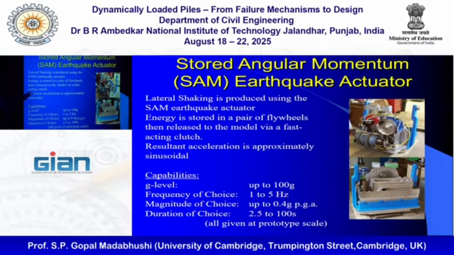And once the clutch is engaged, it will transfer the reciprocating motion of the rod into the shaking of the box. Because it's so simple, it can work up to G levels of 100 G, no trouble. You can choose the frequency. I'm giving it in prototype scale, anywhere from 1 to 5 hertz. You can choose the size of the earthquake up to 0.4 G, and you can choose the duration of the earthquake.